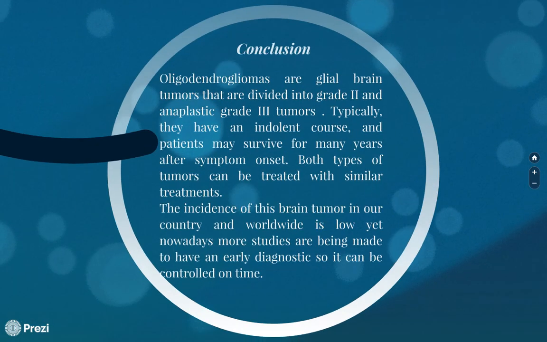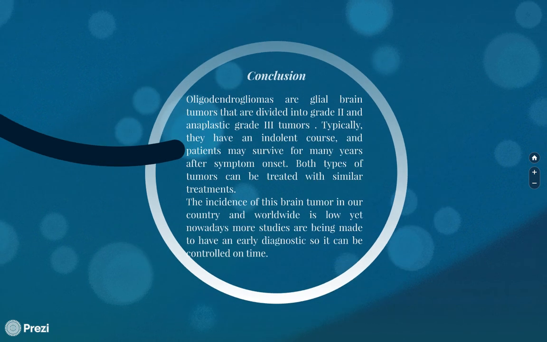Conclusion. Oligodendrogliomas are glial brain tumors that are divided into grade 2 and anaplastic grade 3 tumors. Typically, they have an indolent course, and patients may survive for years after symptom onset. Both types of tumors can be treated with similar treatments. The incidence of this brain tumor in our country and worldwide is low, yet nowadays more studies are being made to have an early diagnosis so it can be controlled on time.